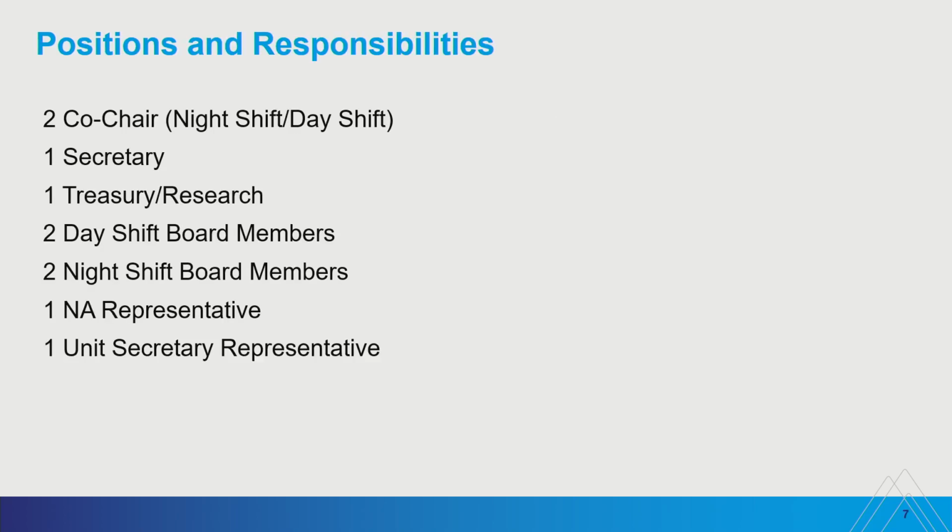And in order to have fair representation, we came up with the following positions and responsibilities. We have 2 co-chairs representing each shift. They're responsible for keeping the focus of the committee and conducting the monthly meetings and keeping each member accountable. And we have a secretary who acts as a communicator between the committee and the unit. They're responsible for keeping and disseminating meeting minutes.